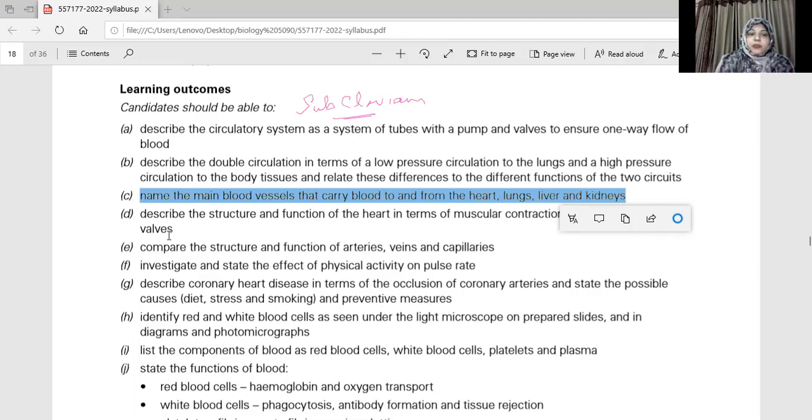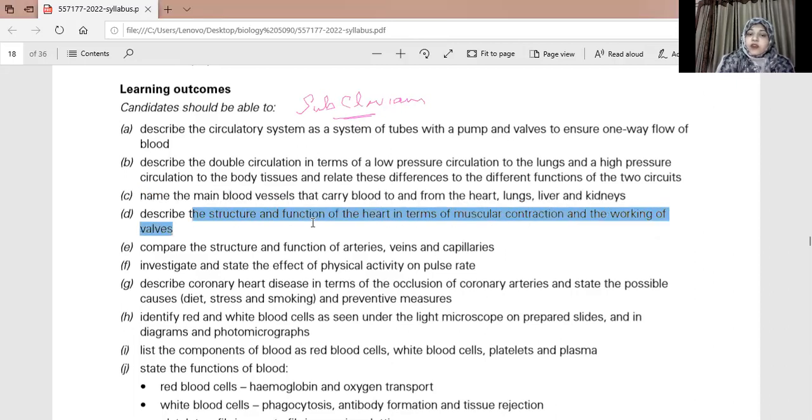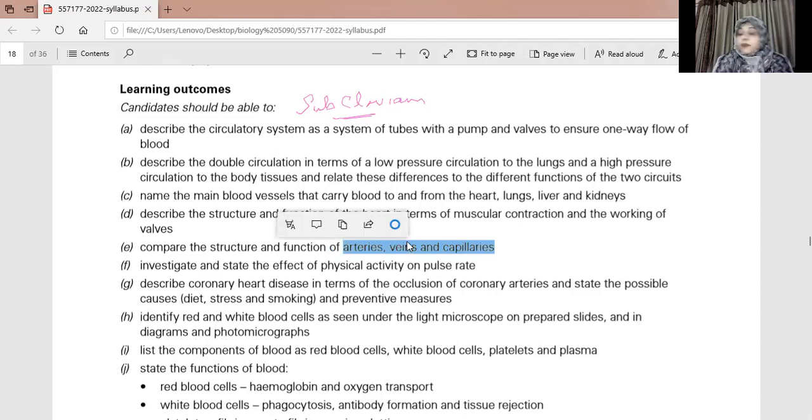Okay, now describe the structure and function of the heart in terms of muscular contraction and working of valves. That means here they are talking about systole and diastole. We completed this topic. Compare the structure of arteries, veins, and capillaries. Related to this topic, I will send you some pictures of arteries, veins, and capillaries. You must know that capillaries are very narrow.